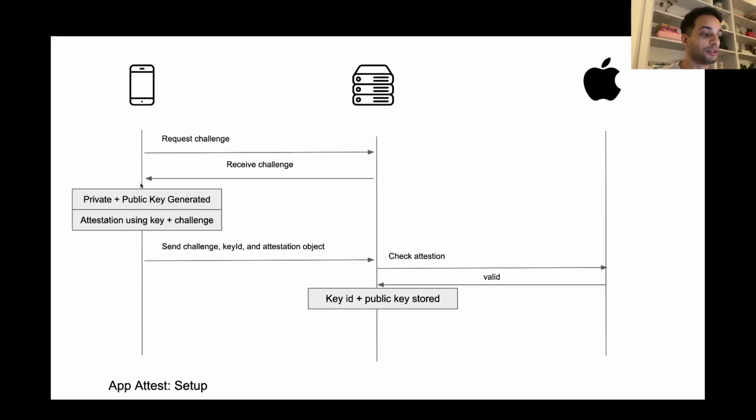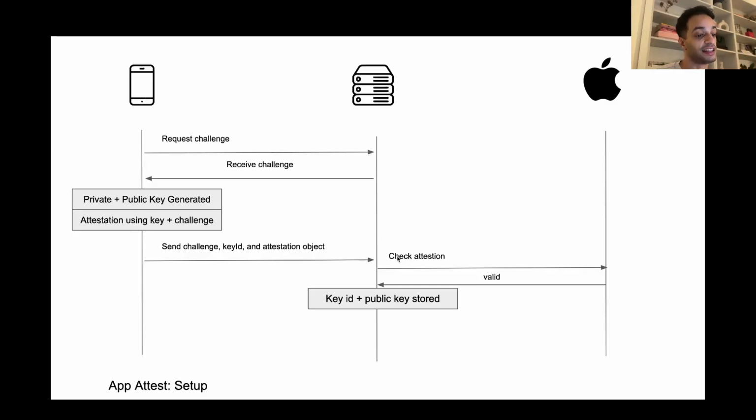It takes that random string, and then your app, the iPhone itself, will generate a private-public key pair, and then it's going to attest that random string, the challenge, using that private key. It's going to send the challenge that it got from the server, signed, along with the key ID of the private key, and also the attestation object, which the phone will spit out after it signs the challenge. So it's going to send all that to your server.